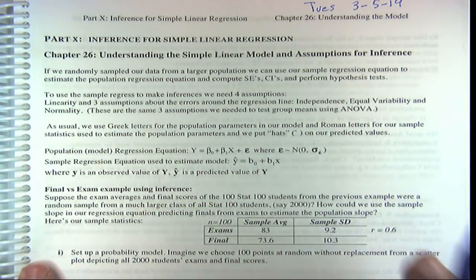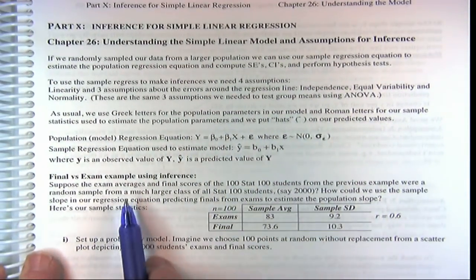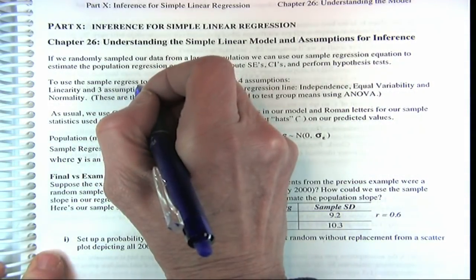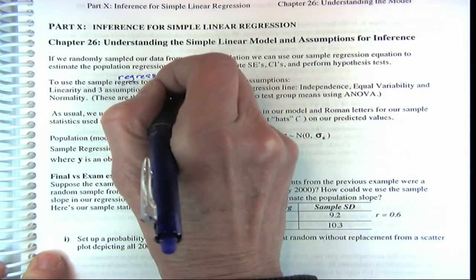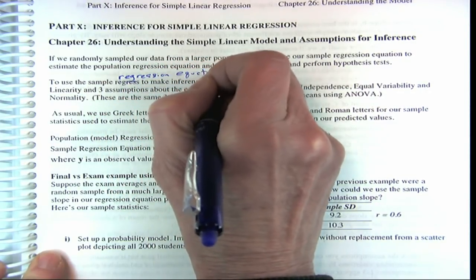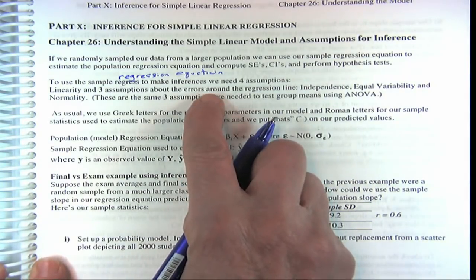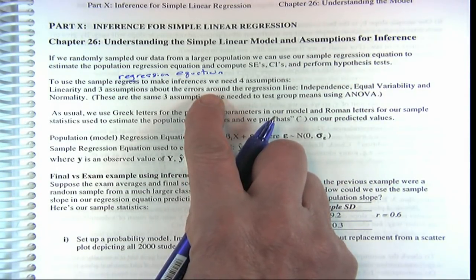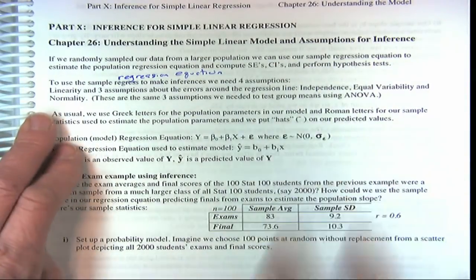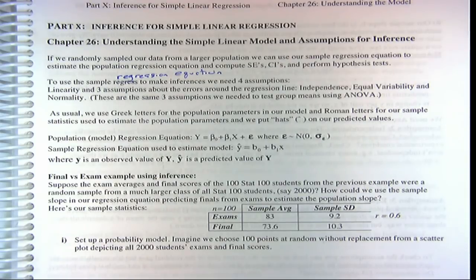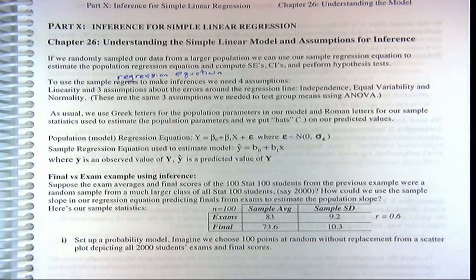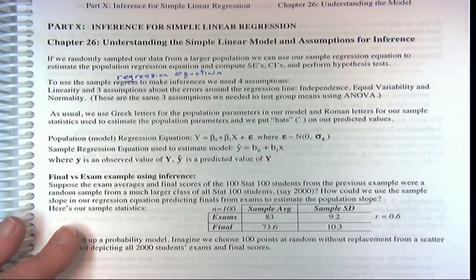All right? So now we're going to use our sample regression equation, there's a typo here, to make inferences, okay? And what we need are four assumptions to do that. Before, we could just get a sample and a regression equation, but we didn't need any assumptions because we didn't have to build any error bars around our slope. Now that's what we're going to do, and so we need to make some assumptions to do that.